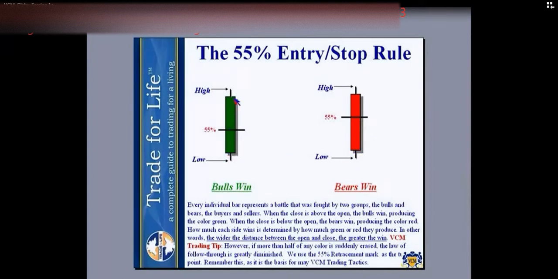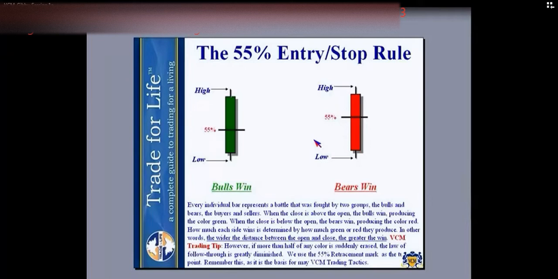So when you have a solid green bar, the bulls win. The buyers were in control for that time period. A solid red bar, the bears win. So they controlled this period. It doesn't matter whether it's 2 minute, 5 minute, daily, hourly, whatever time you selected, that's who was in control.